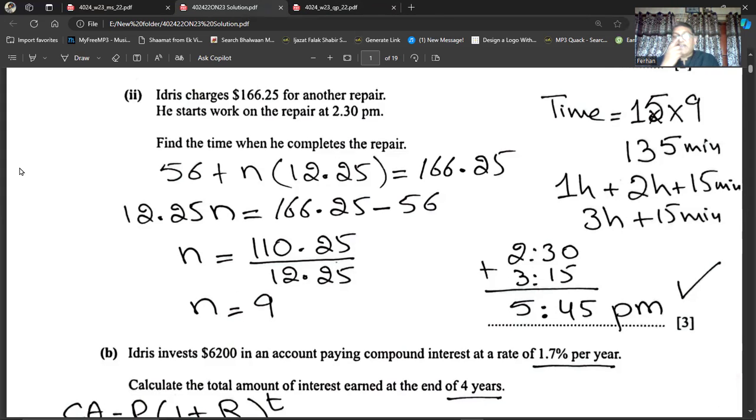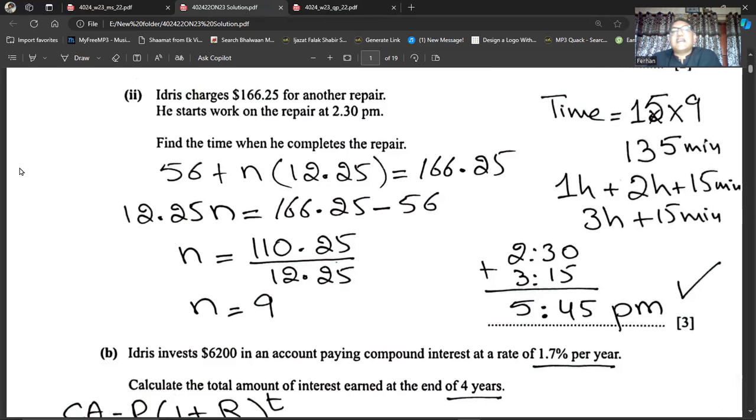So 12.25 n is equal to 166.25 minus 56. So n will be 110.25 divided by 12.25. So n is 9. So there are 9 cycles of 15 minutes each. So the total time for these 9 cycles will be 15 multiplied by 9, and that will be 135 minutes. In 135 minutes, 120 minutes means 2 hours, and the extra 15 minutes, so 2 hours and 15 minutes. 1 hour is the first hour, then 2 hours and 15 minutes. So the total time is 3 hours and 15 minutes.